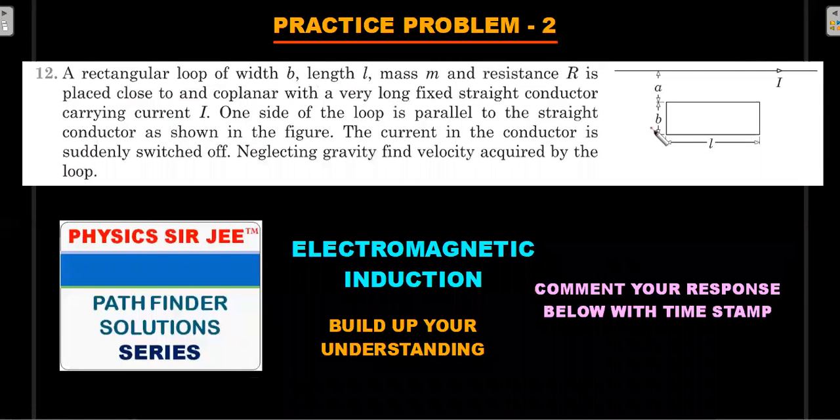Practice problem 2, slightly more difficult, from Build Up Your Understanding EMI chapter. Okay, so there will be a sudden switch off of electric field. So there will be an impulsive induced electric field which causes some momentum for this particular loop. So let's try to see how many of you get this one right.